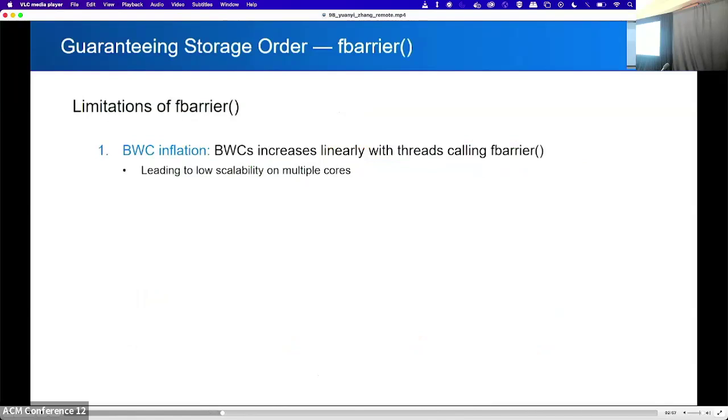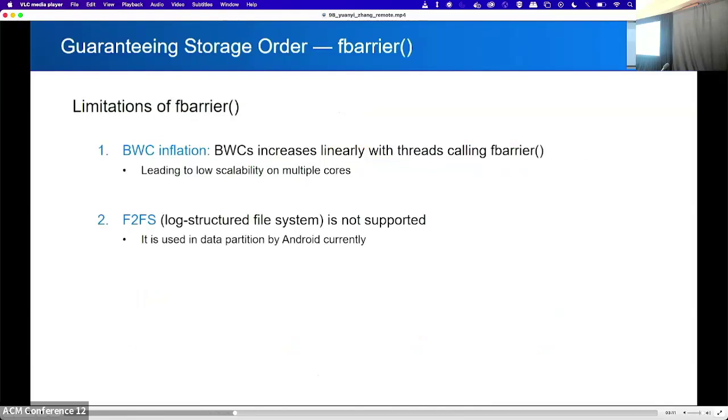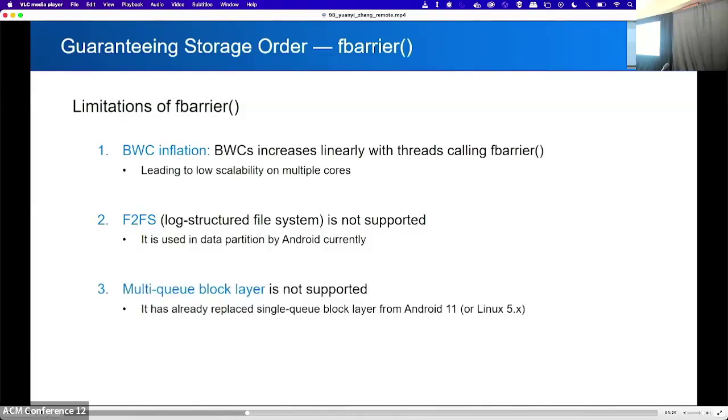The first one is BWC inflation, which means the number of BWC increases linearly with the number of threads calling fbarrier, and it leads to low scalability on multiple cores. Second, fbarrier is designed for ext4, that is a journaling file system. But now Android smartphone uses a log structured file system named F2FS in data partition. Third, fbarrier solves the order issue in single queue block layer, but multi-queue block layer has completely replaced it from Android 11 and Linux 5.